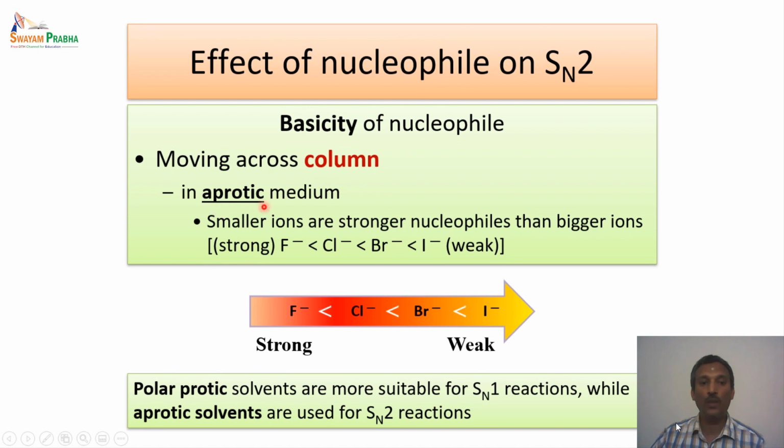But when we move to an aprotic solvent, it is the reverse. Here the fluoride is a much stronger nucleophile because under aprotic conditions there is no solvation. So when there is no solvation, this is free to move. So this becomes a very strong nucleophile. So polar protic solvents are very suitable for SN1 reactions, and aprotic solvents are generally used for SN2 reactions. So this is the important thing you have to remember when we design the reaction.